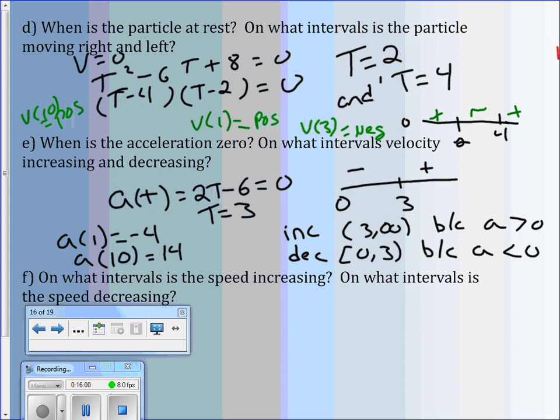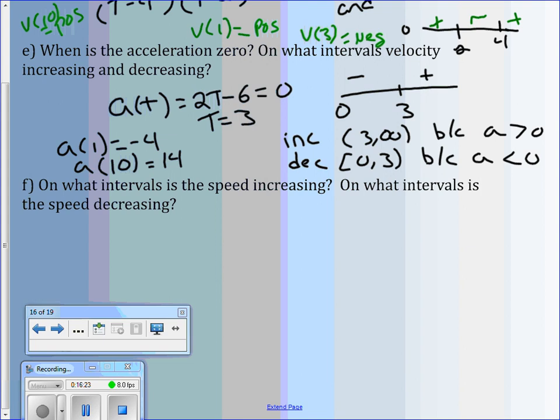Okay. Happy about that? Should we do the tricky one now? Let's do a. How about the speed? When is the speed increasing and decreasing?